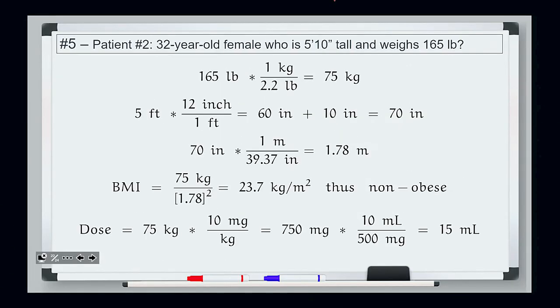I'll just mention here, though, when we did the BMI, it came out to be less than 30. Since they're non-obese, we're going to use their actual body weight, not their ideal, so we don't have to calculate it. So we'd use the 75 to calculate the dose the same way.